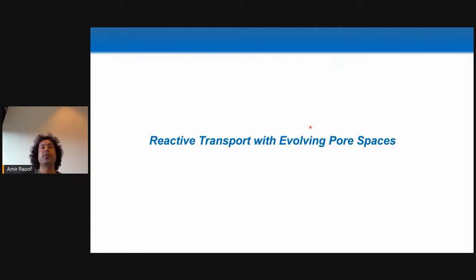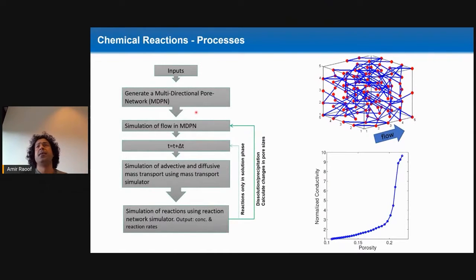You have the rock-fluid interactions. So now the complexity is that the pore space, as it dissolves or precipitates, changes size. And when that happens, your permeability and flow change.